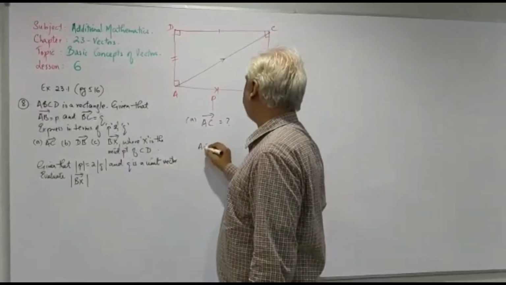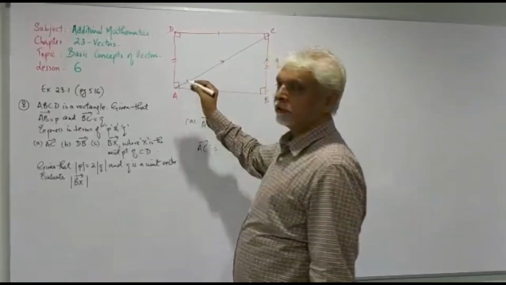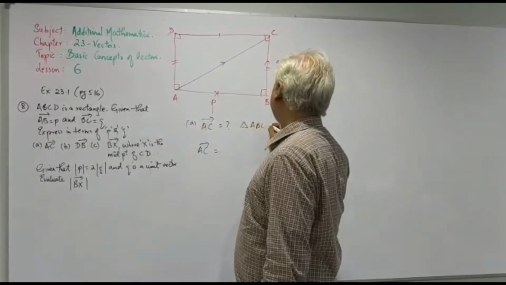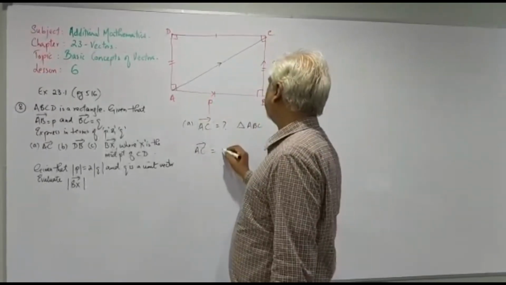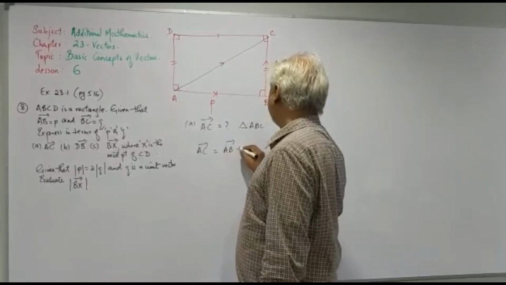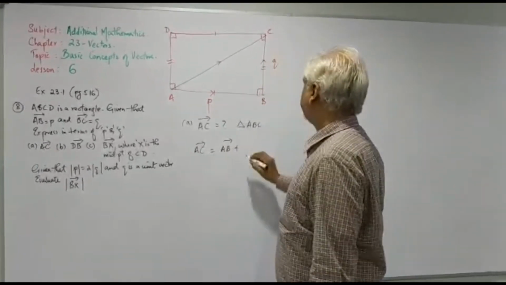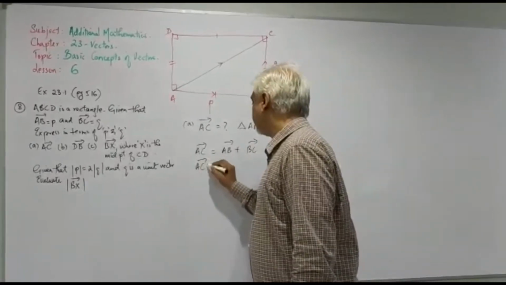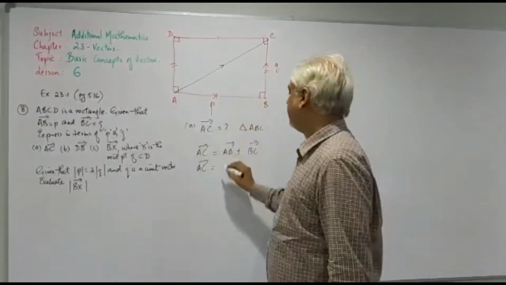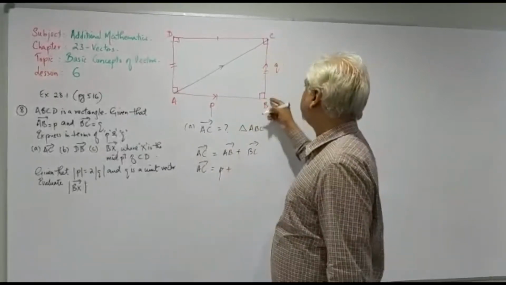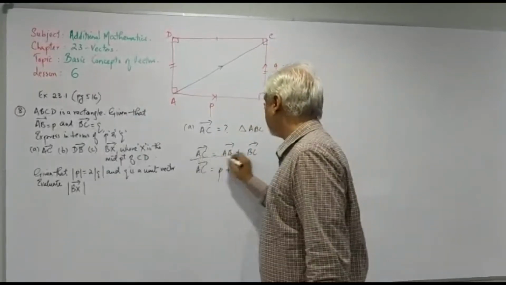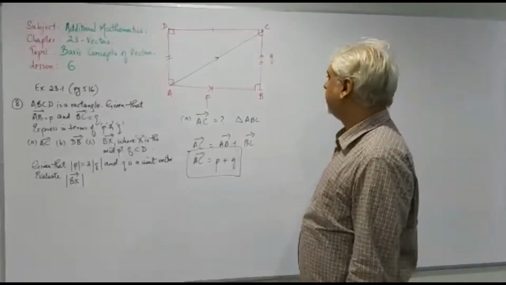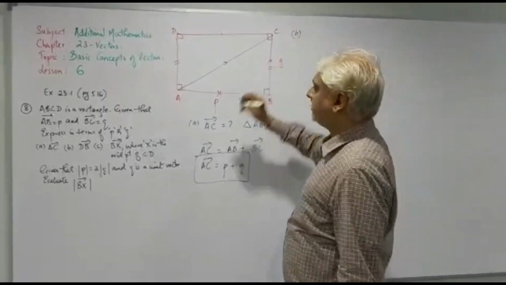Now vector AC is equal to, using the law of triangle, in triangle ABC, AC is equal to AB plus BC. So we have AC in terms of P and Q: AB is P, and BC is equal to Q. So there you go. We just found out what AC is equal to. It's that simple. Now let's solve the B part of this question.